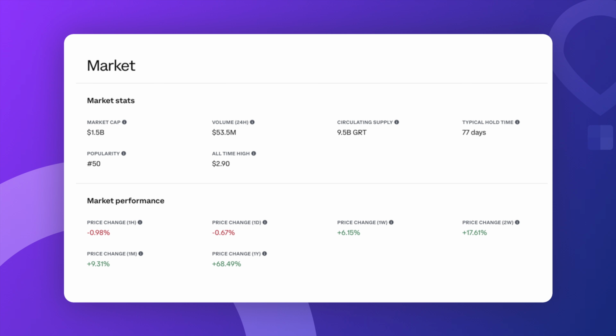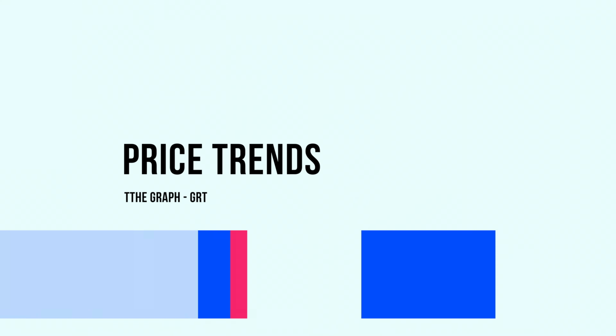Its all-time high was $2.90, but right now, GRT is sitting at just 16 cents. So, if you're talking about a potential recovery back to its previous high, that's nearly an 18x return. I mean, that's some serious upside potential for those of you who are looking for high growth opportunities in the market. All right, let's take a look at what's new in the price trends.